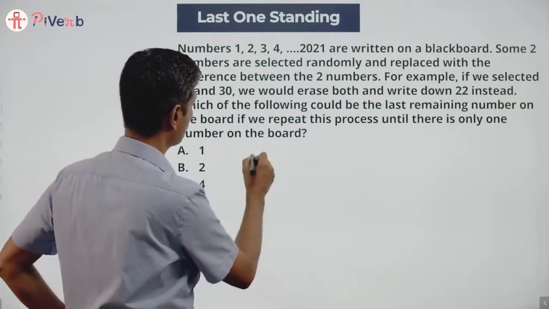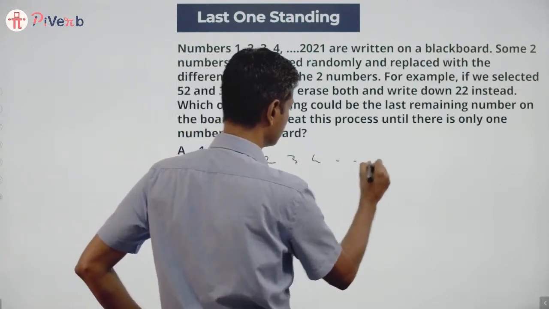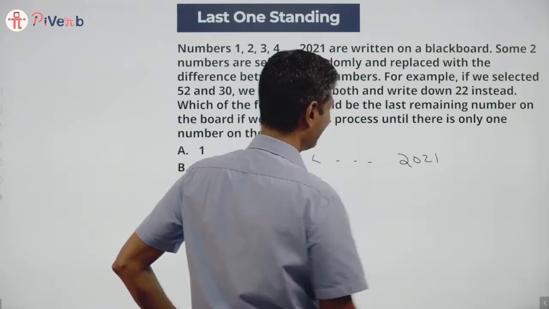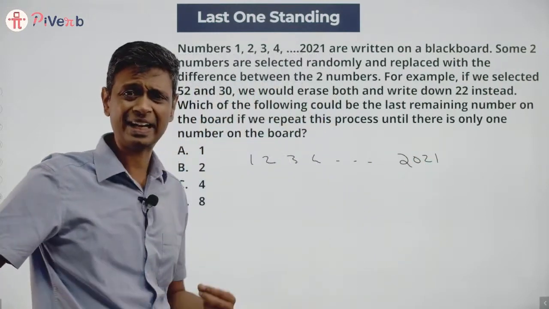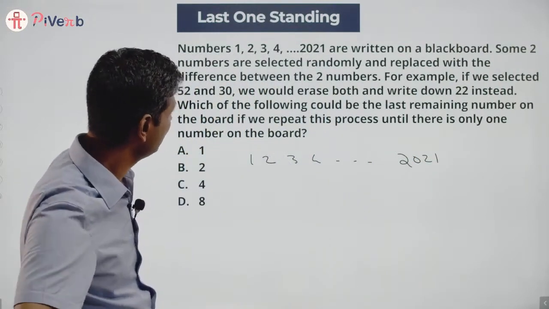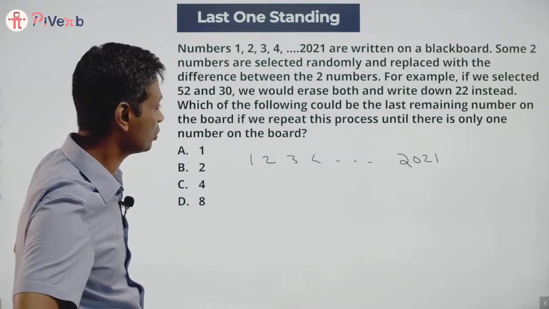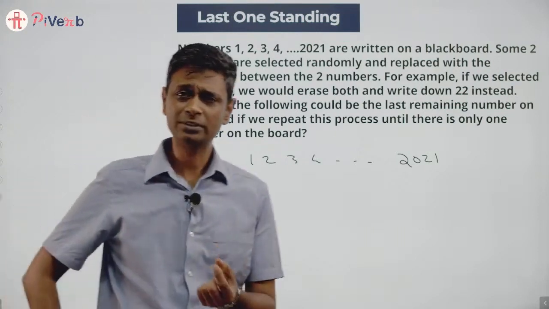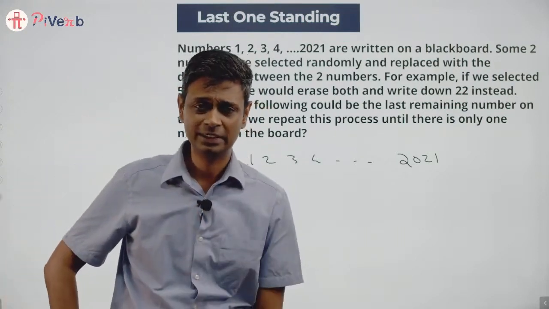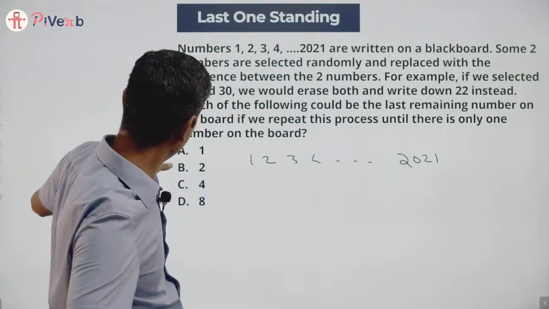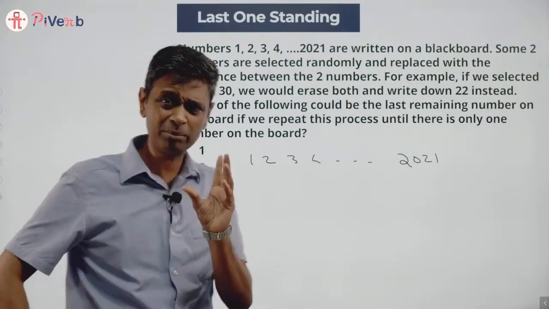So 1, 2, 3, 4, 5, 2021. We erase some two numbers randomly. Right? And then the last remaining number, what could this be? We take some two numbers and replace it with a difference. Now, my answer choices are 1, 2, 4, 8, small numbers.